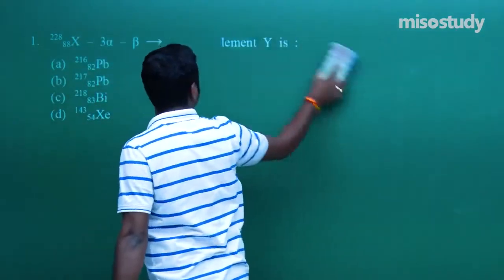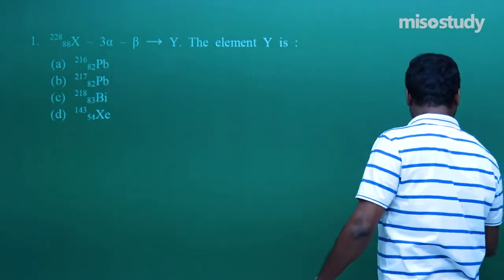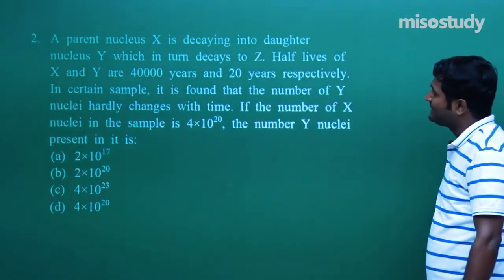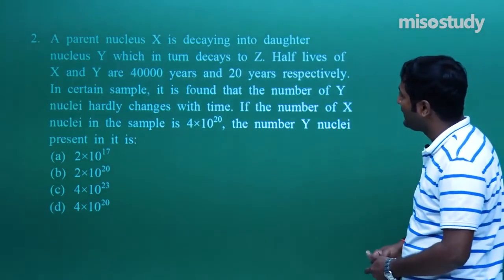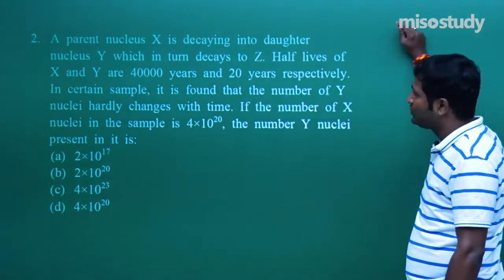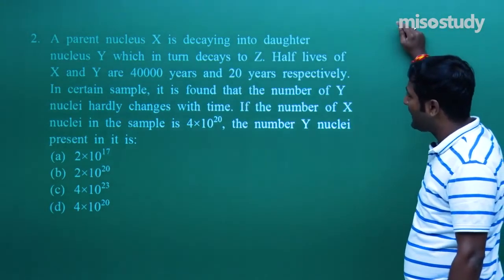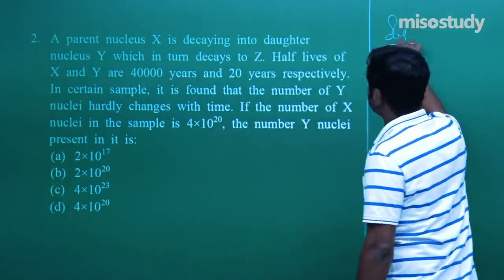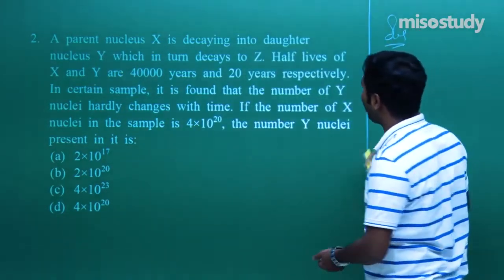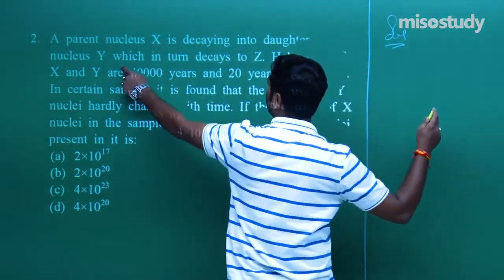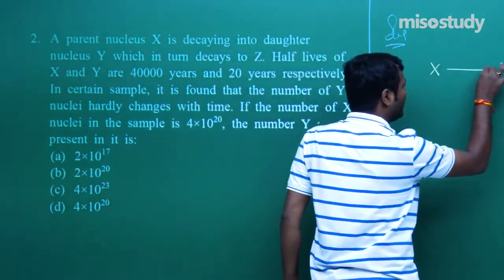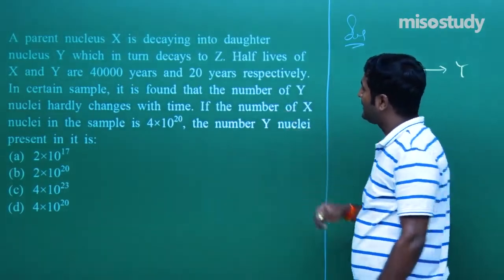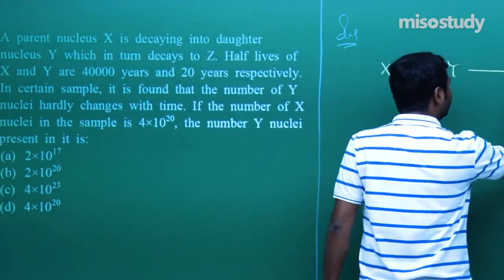Let's move to the next question. The next question is: a parent nucleus X is decaying into daughter nucleus Y, which in turn decays to Z. The half-lives of X and Y are given here. Write down the question again: a parent X decaying into daughter nucleus Y, which in turn decays to Z, that is, Y decays to Z.